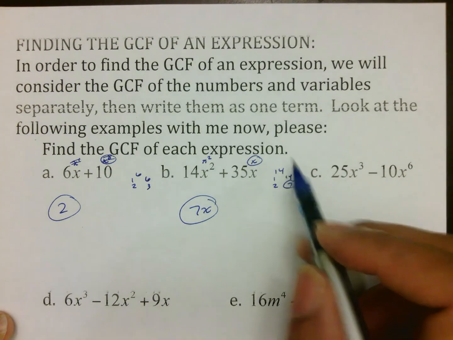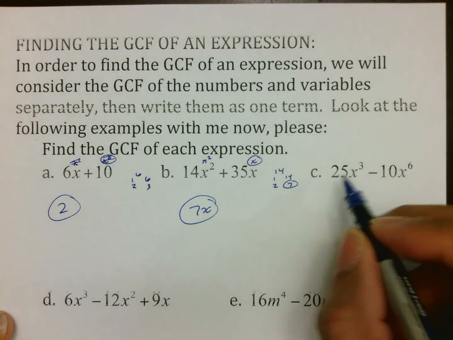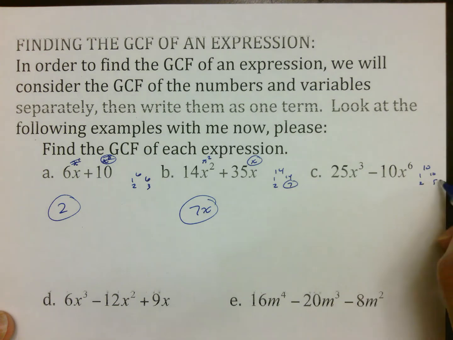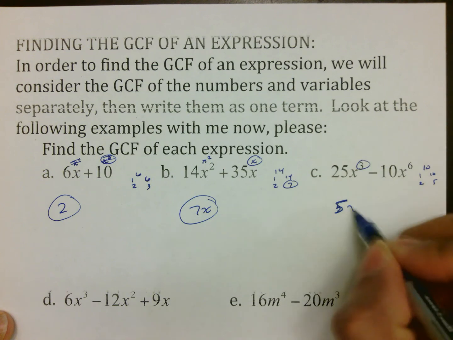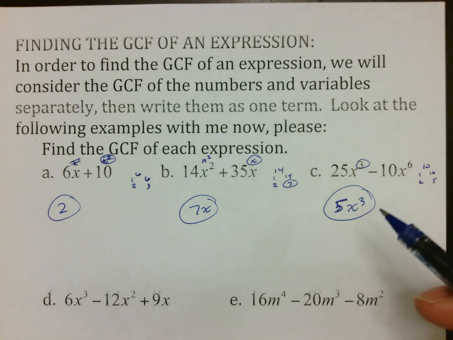After a while, you don't even need to make so many factor trees. You just go ahead and go straight to it. 25 and 10. Again, making the factor tree for 10. 10 doesn't go into 25, 5 does, so my biggest number is 5. And the number of variables I'm going to take is the lowest amount, which is x to the third. So my GCF for this full expression is just 5x to the third.